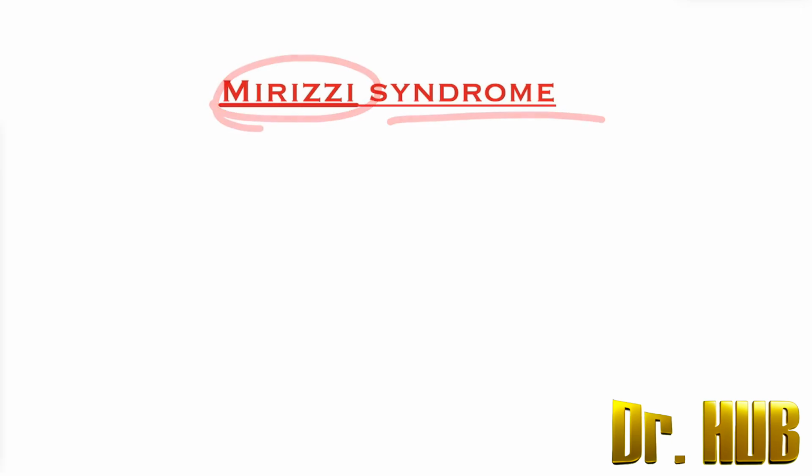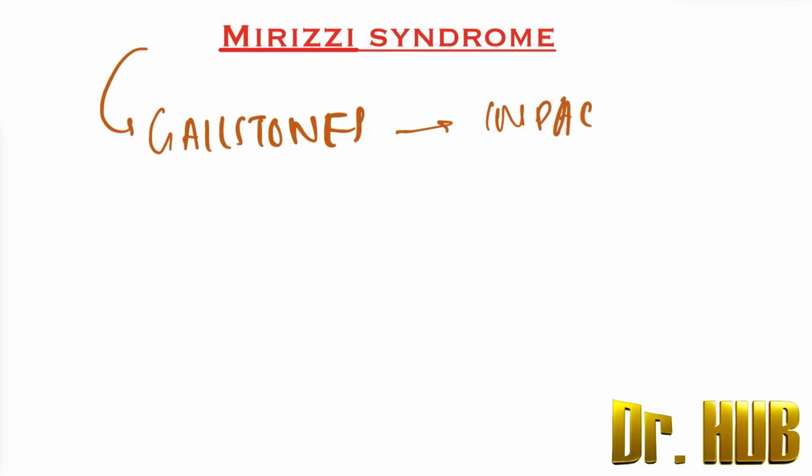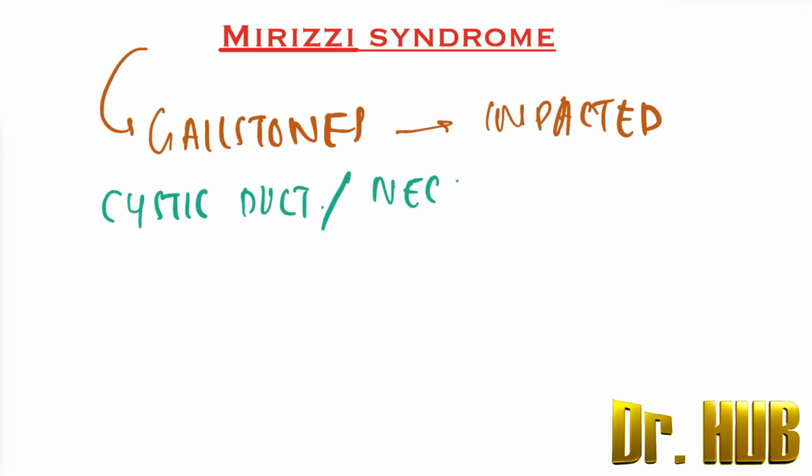Mirizzi syndrome. So what is Mirizzi syndrome? Here, the gallstone becomes impacted. The gallstone becomes impacted, and this is present in the cystic duct or even the neck of the gallbladder.